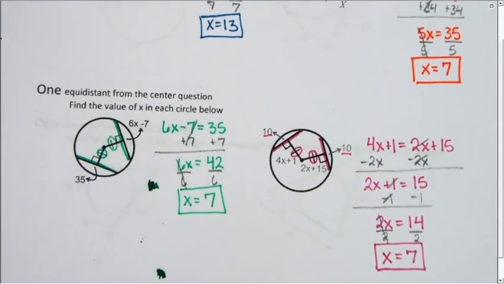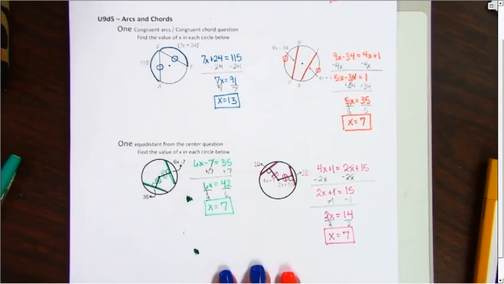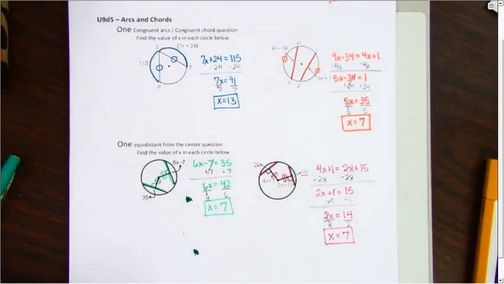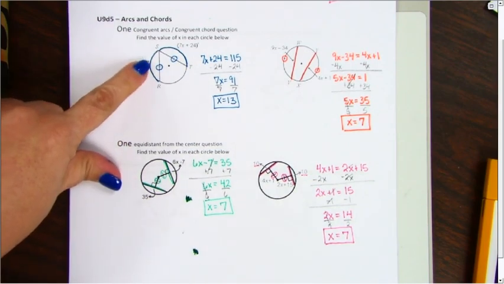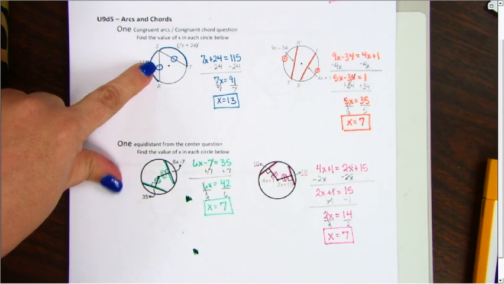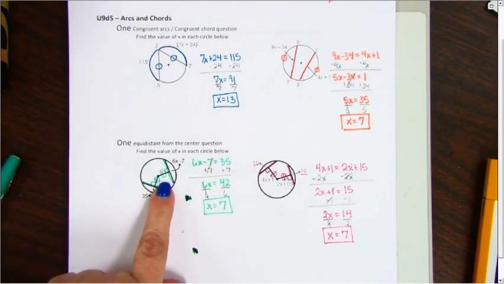So here's the information that we need from day 5. If arcs are congruent, the corresponding chords are congruent. If corresponding chords are congruent, they are equidistant from the center.